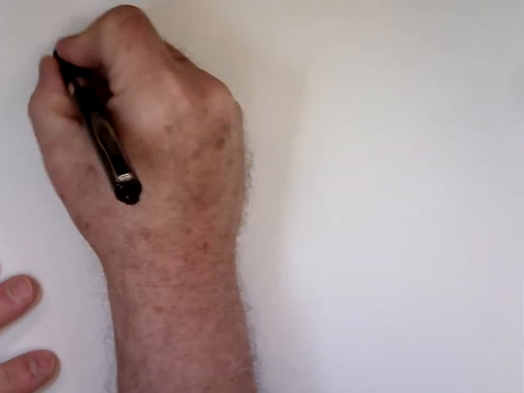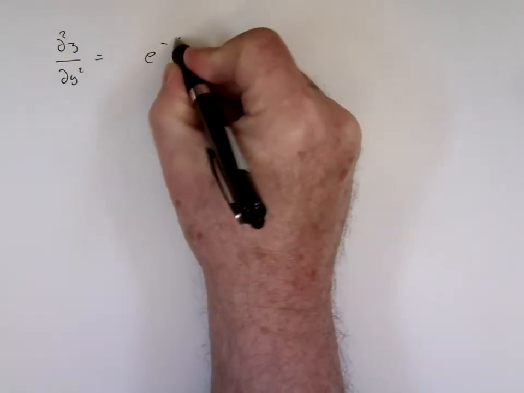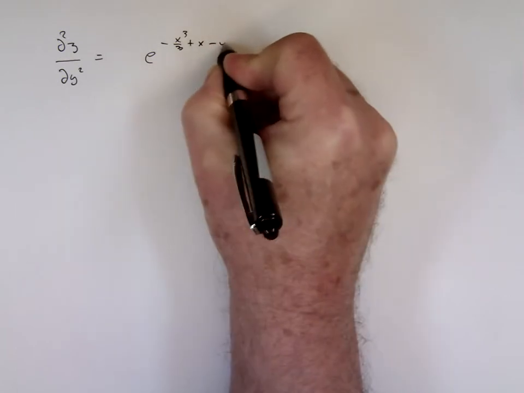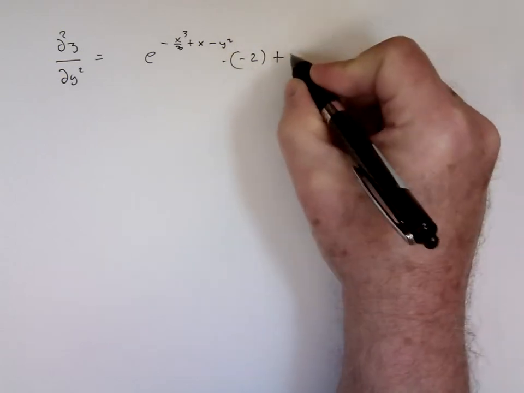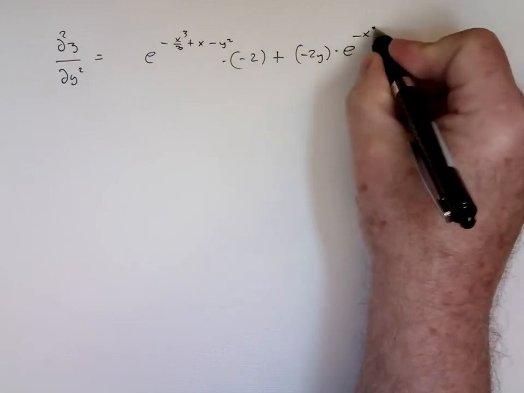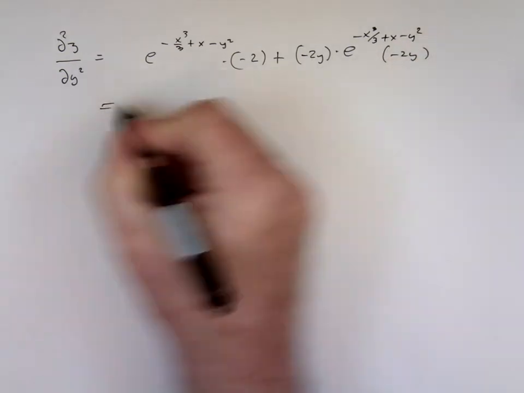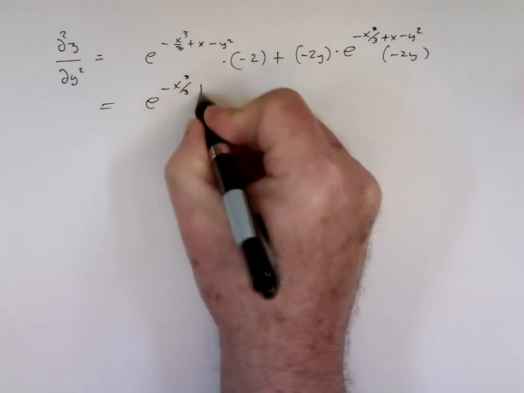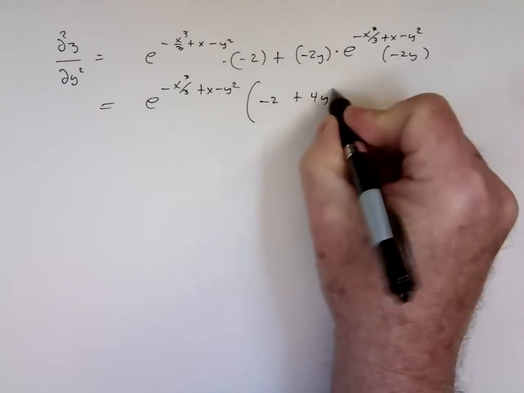So now I'm going to do the second partial with respect to y. Second partial with respect to y is, again, a product rule. It's first times the derivative of the second plus the second times the derivative of the first. And again, it's just a repeat of what we just had. So we end up with e to the negative x cubed over 3 plus x minus y squared times negative 2 plus 4y squared. Okay.